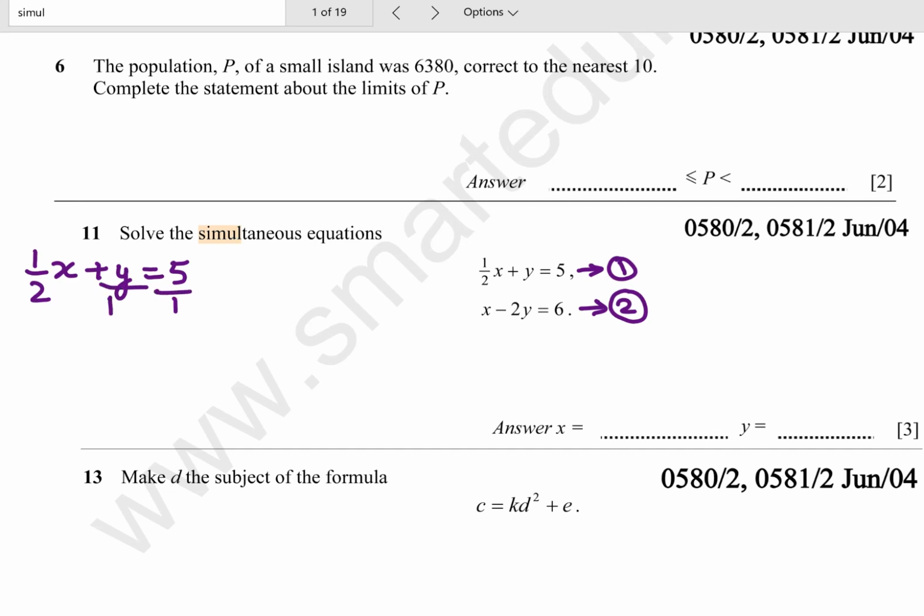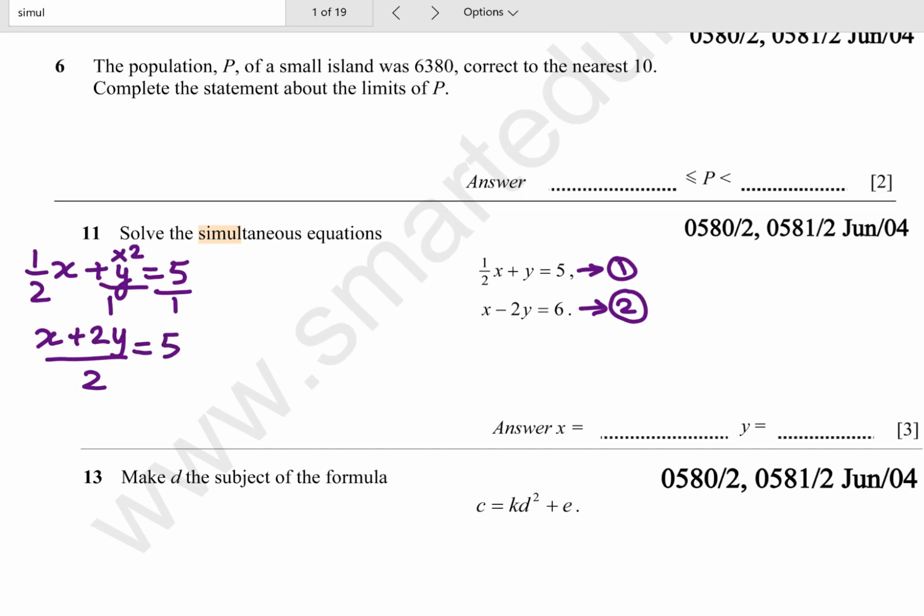Suppose this is all 1 in the denominator. So to find the LCM, what do I do? I multiply y by 2. I don't do anything to the right hand side as of now. Let me deal with the left hand side. So that becomes x plus 2y divided by 2 equals 5.